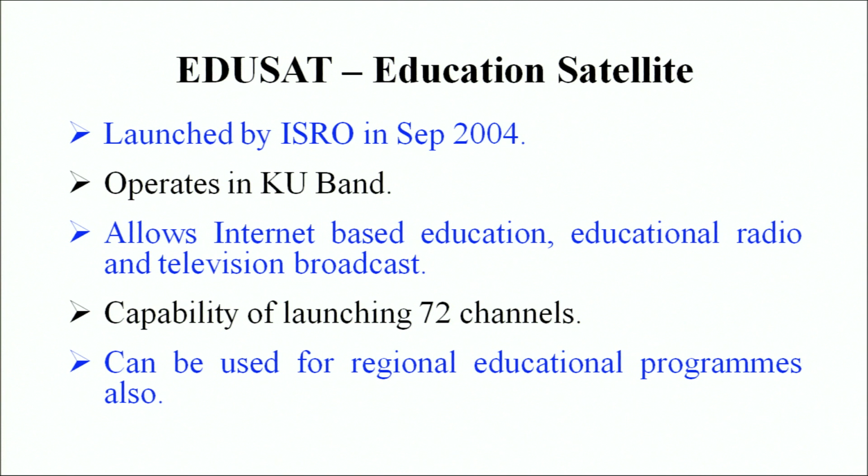Now, one of the satellites which has been launched is the EduSat. The EduSat is an education satellite which was launched by ISRO in September 2004. It basically operates in the Ku band, which is around 12 to 18 gigahertz. This satellite is primarily used for internet based education, educational radio and television broadcast. For example, NIOS is also using this particular satellite to broadcast its various programs.